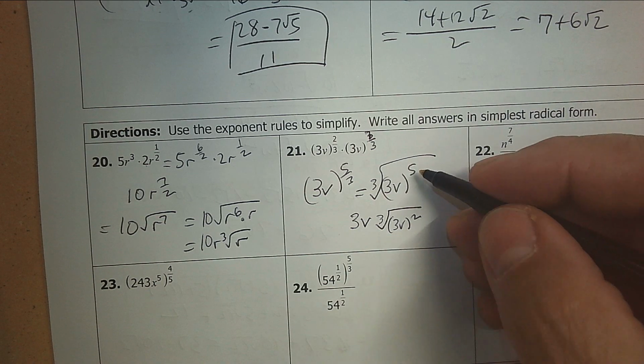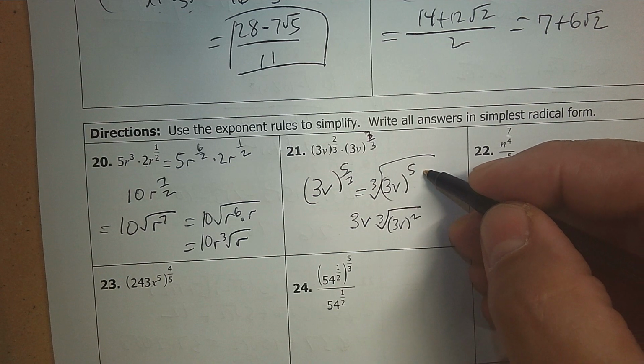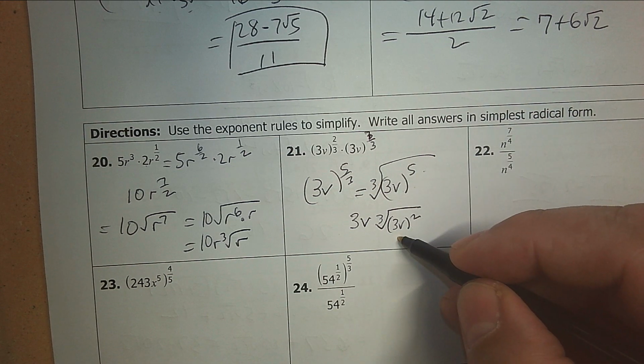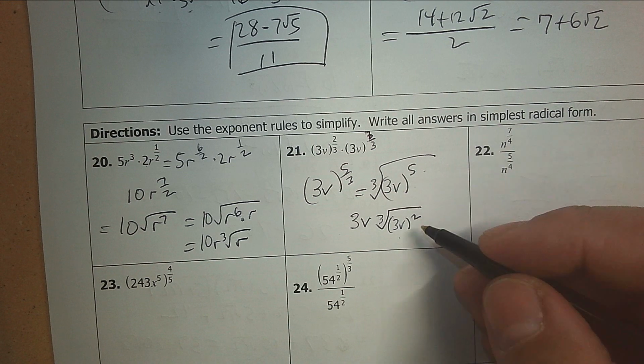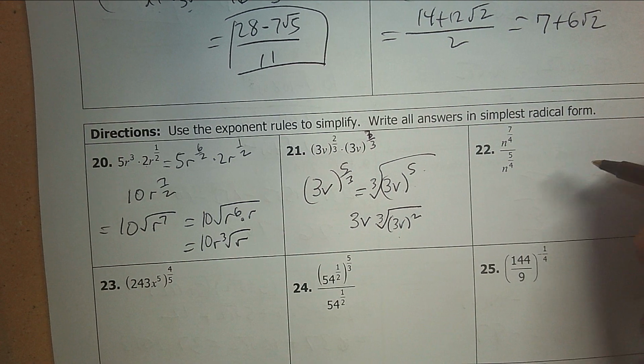So this means the same as 3v to the 3 and 3v to the 2. And you can simplify it like that. In the answer key it has 9v squared, so you could write that as 9v squared, and it's the same thing.